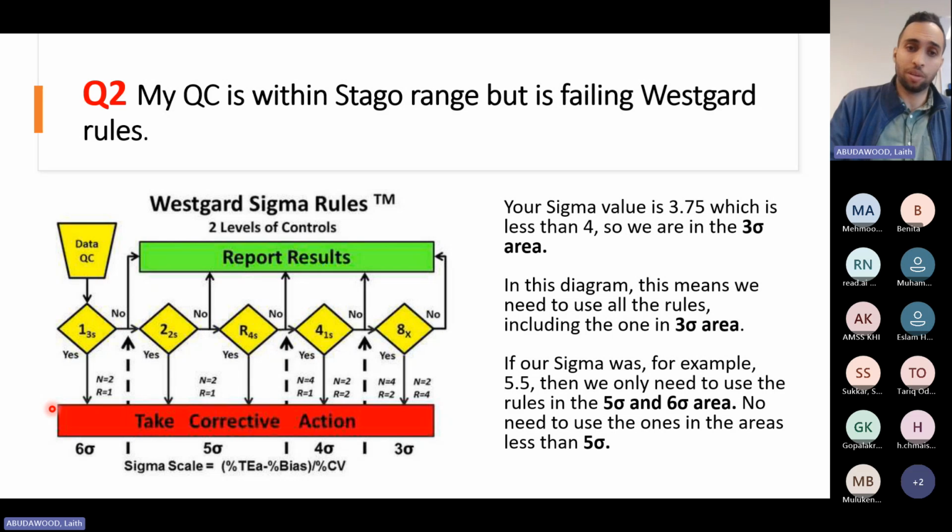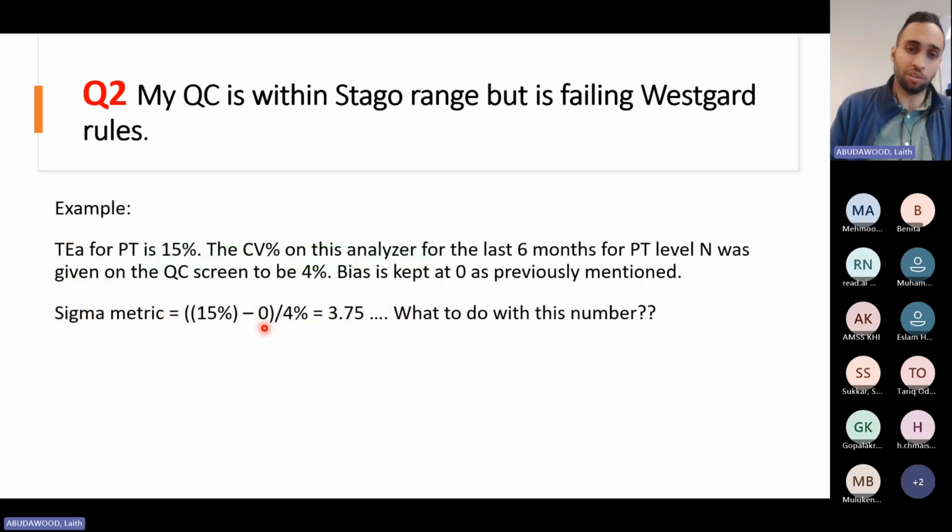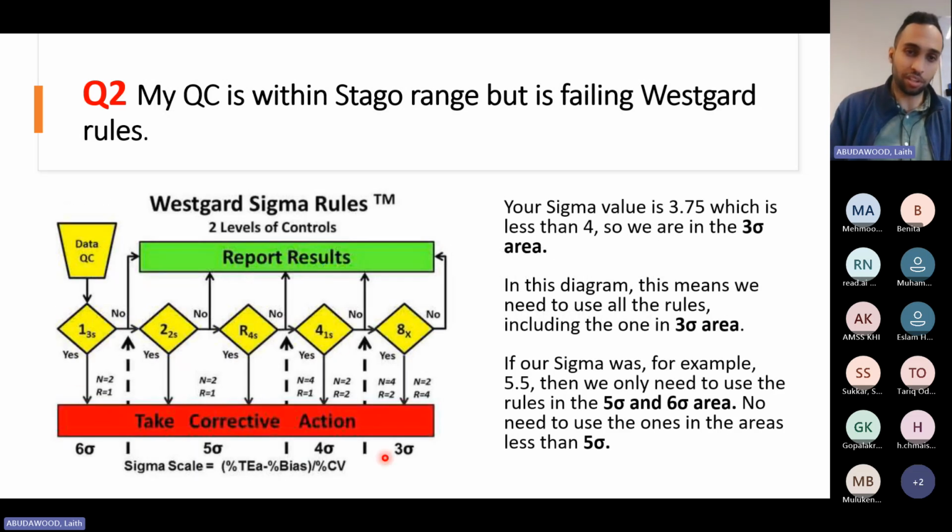So if we go, for example, to the previous slide, we did the calculation for the sigma metric. It gave us 3.75, okay? Then I will go to this guide, to this graph. By the way, this graph comes from the Westgard website. 3.75, where does it fall? 3.75 is less than 4, so I fall in this category, the 3 sigma category. 3 sigma category says, okay, what do I have to use? I have to use the 8x rule, the 4.1s rule, the R4s rule, the 2.2s rule, and the 1.3s rule.